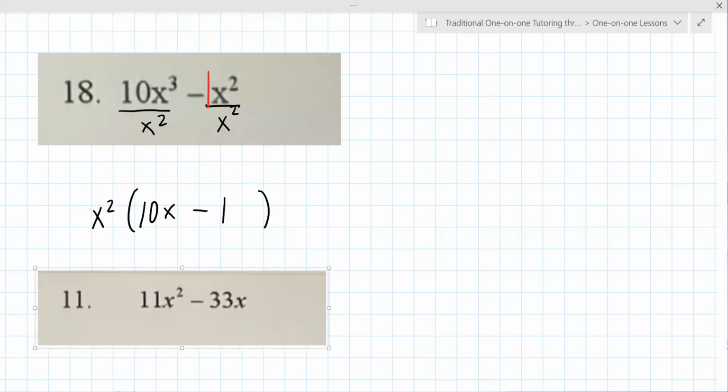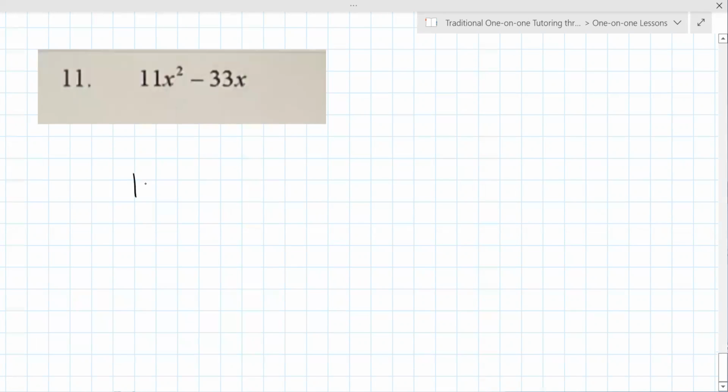And then I'll jump in and show you a couple more here. 11x in parentheses x minus 3. Like this? Yeah. Good, perfect.